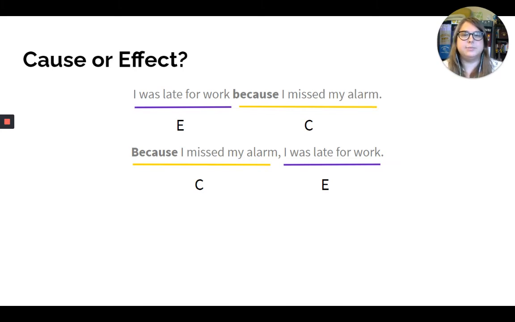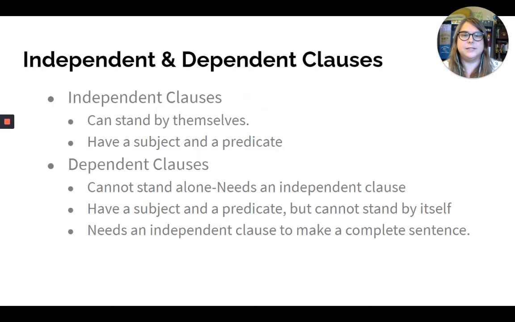So now let's talk a little bit about the grammar of these sentences. When we talk about the reason why because starts the sentence and doesn't start the sentence, what we're really talking about is independent and dependent clauses.